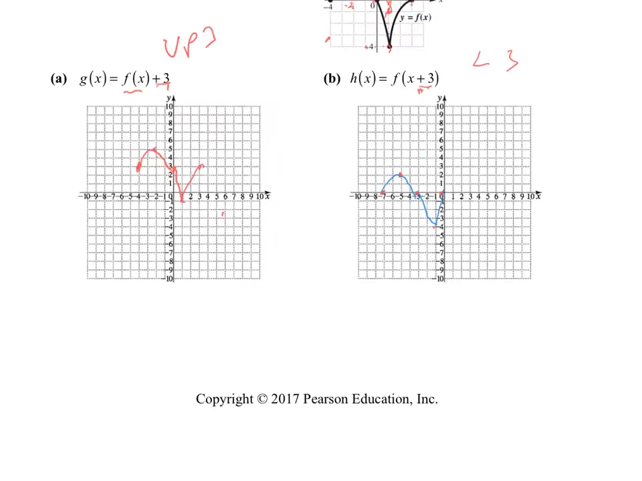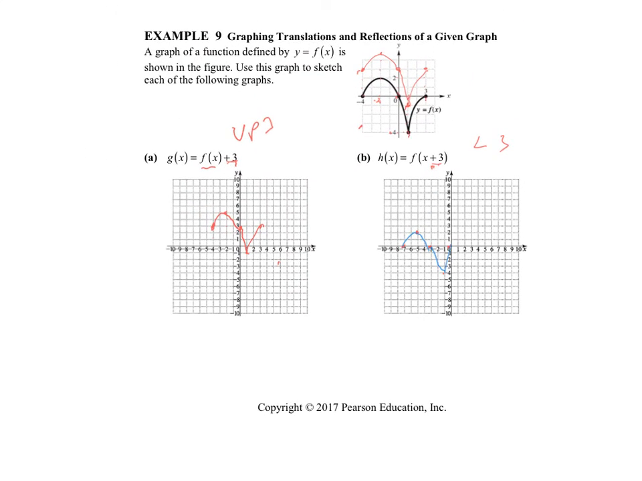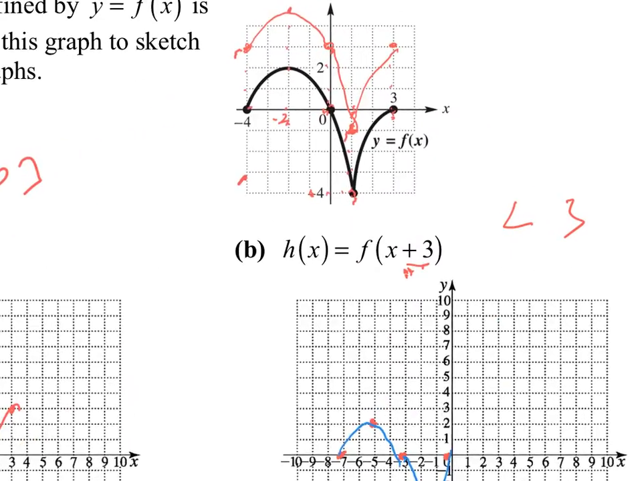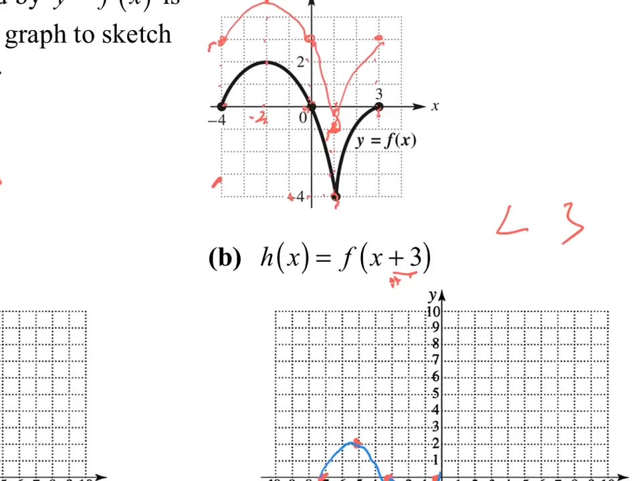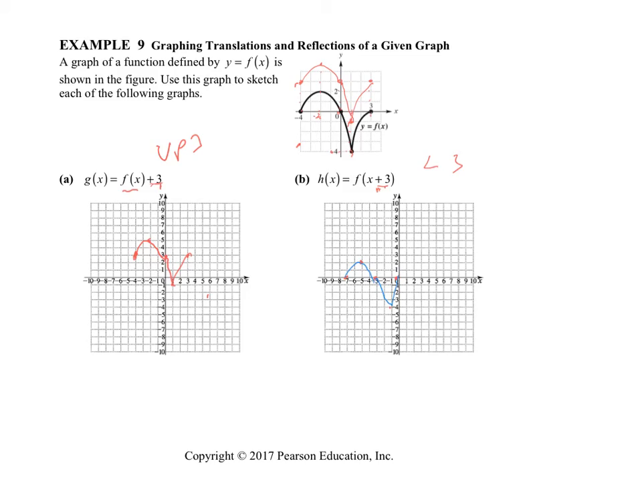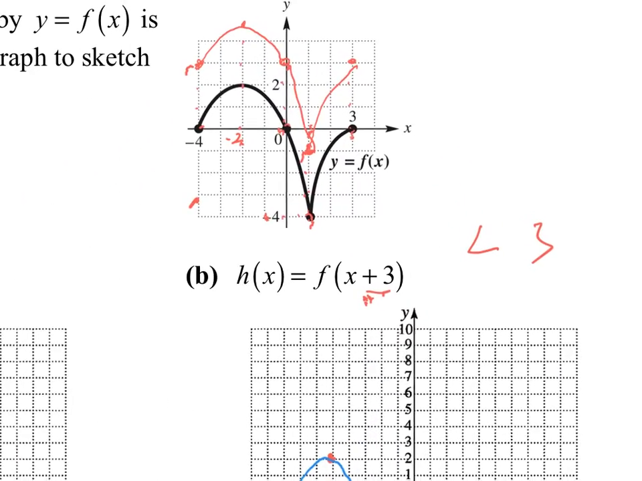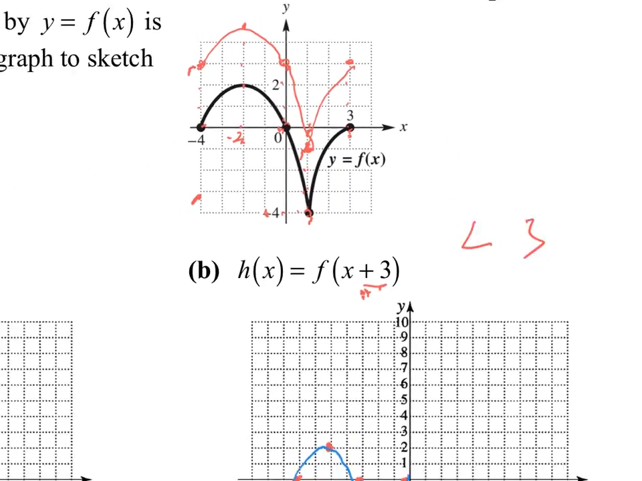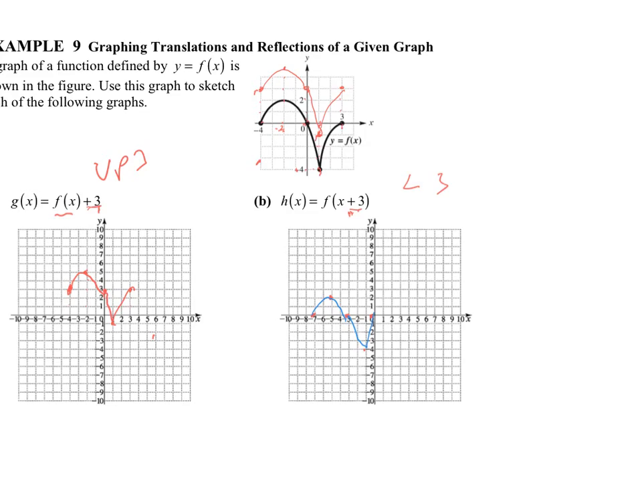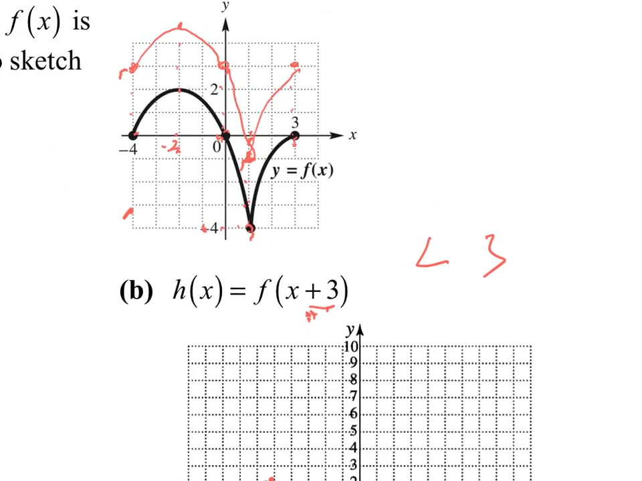Okay, that was fun. List all those points that I had originally. There was a negative 4, 0, and a negative 2, 2, and 0, 0, and a negative 1, negative 4, and 3, 0.